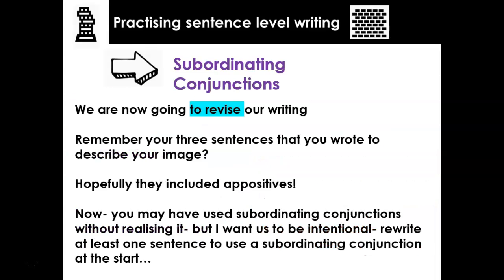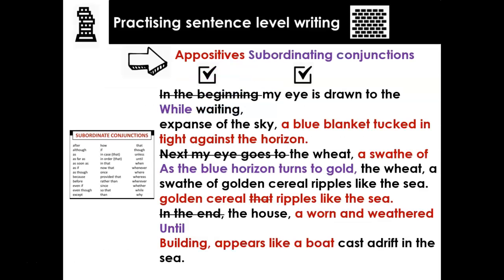We are now going to revise our writing, which means we're going to look at what we wrote last week, and we're going to revise it to include some subordinate conjunctions. Last lesson, remember, we wrote three sentences to describe the image, and hopefully, because you were following the instructions, they included some impositives, and you may have used subordinate conjunctions without realizing it. But this time, I want us to be intentional. We're going to look at what we wrote last lesson, and rewrite at least one sentence to use a subordinating conjunction at the start. What I would love for you to be thinking about is that your work begins to look like this, that we actually begin to show evidence of revision.